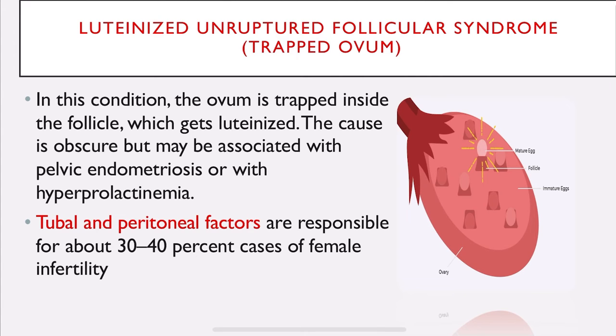Unruptured follicle, you see, it is not rupturing. The ovum is being trapped in the ovary. In this condition, the ovum is trapped inside the follicle, which gets luteinized. The cause is obscure but may be associated with pelvic endometriosis, or it is because of hyperprolactinemia. This condition can cause the trapping of the ovum inside the follicle.